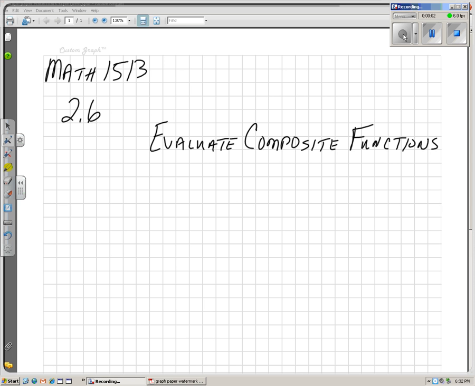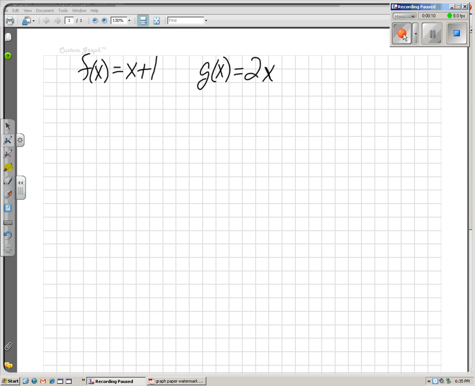Hi guys, Northern Oklahoma College, College Algebra, Math 1513. We're on Chapter 2, Lesson 6. We're going to evaluate composite functions.